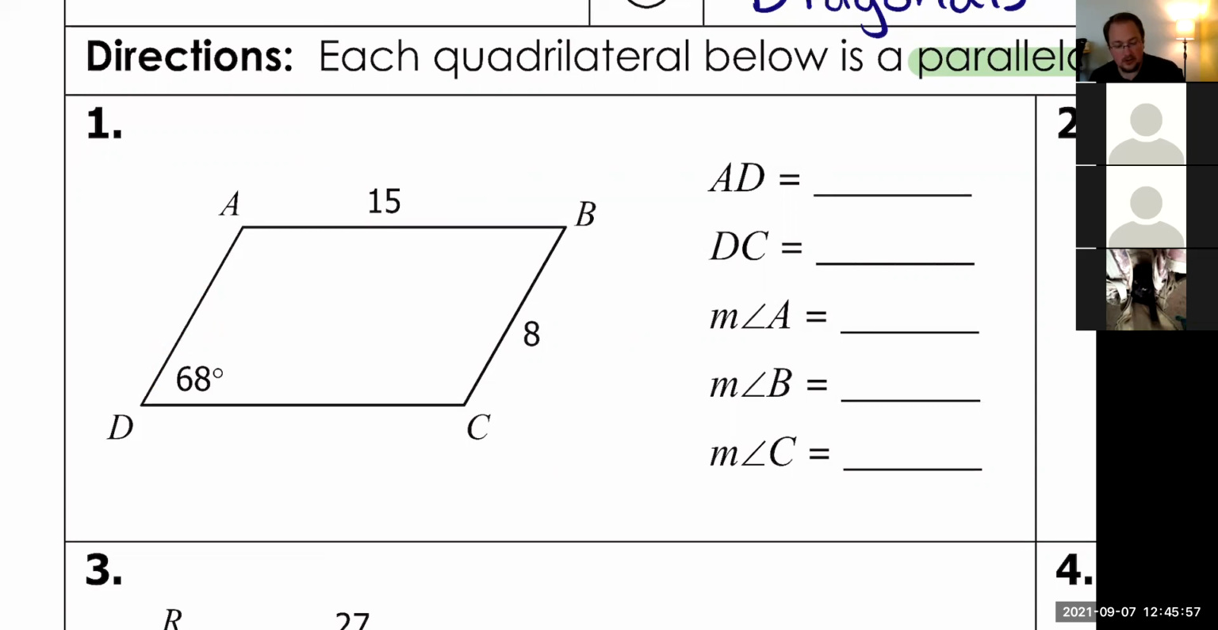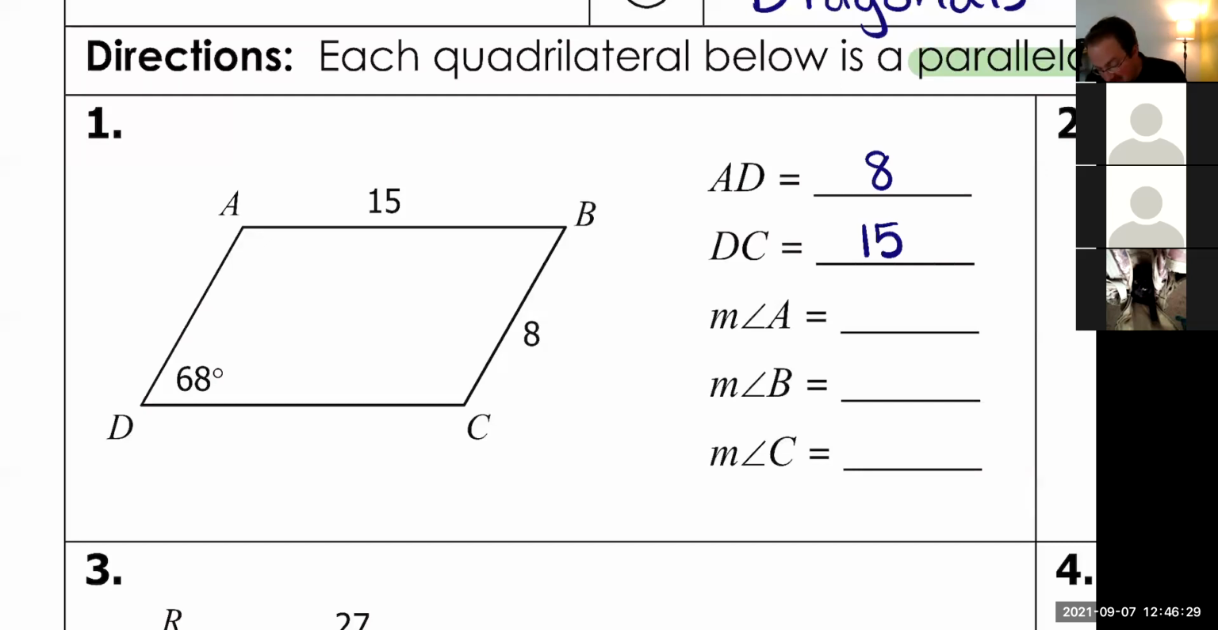I'll give you a clue. Number 2, opposite sides are congruent. What is opposite of AD? BC. How long is BC? 8. So AD is also 8. What about DC? It's opposite of AB, which is 15. So they are both going to be 15.